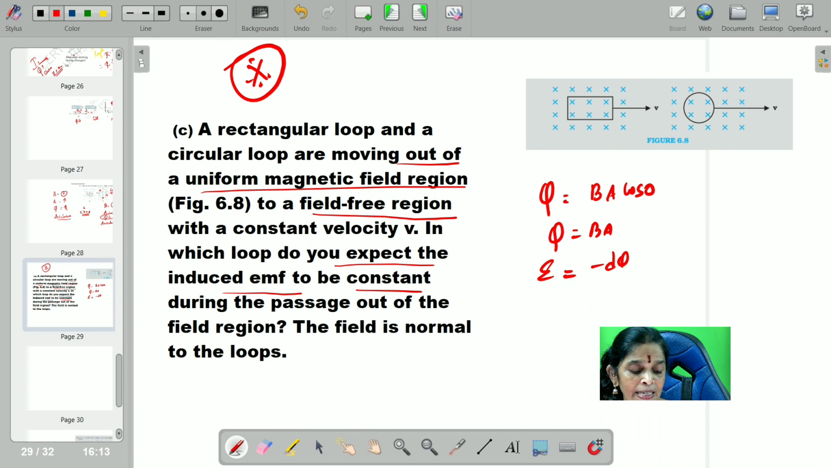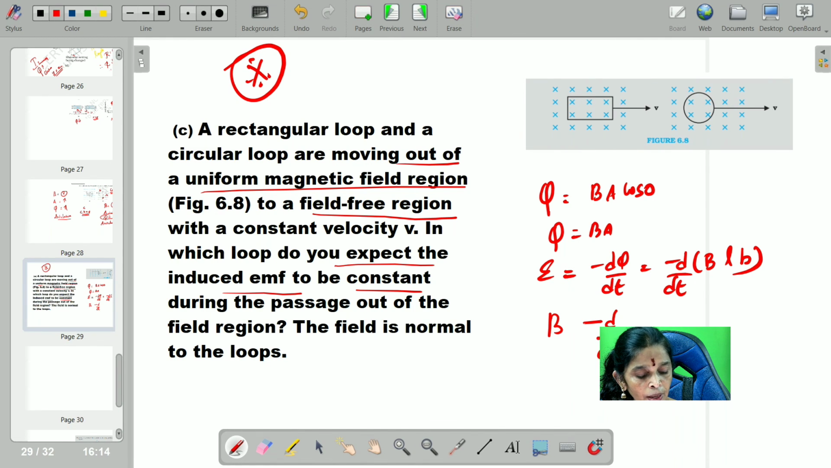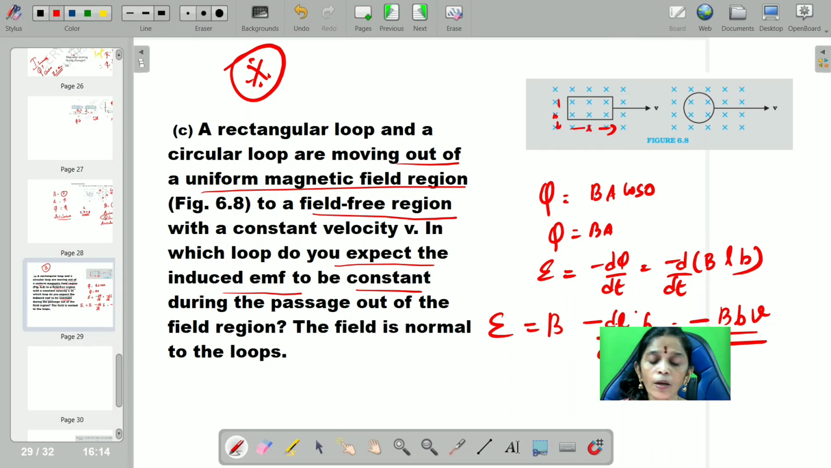Induced EMF is equal to minus d phi by dt. That is equal to minus d by dt of flux, phi equal to BA. B is constant, so I am taking it out. So L into X, that is length into breadth. So that is equal to minus B d by dt of this; the breadth does not change. The length is changing because you are moving out. So therefore, that is dl by dt into B. So that is equal to minus BLV, with velocity V. That is for the first case, the rectangle.